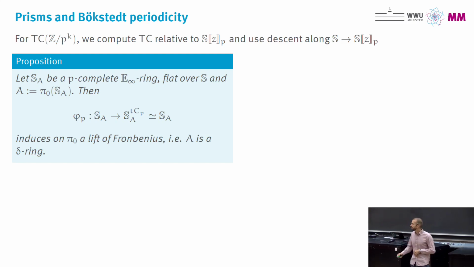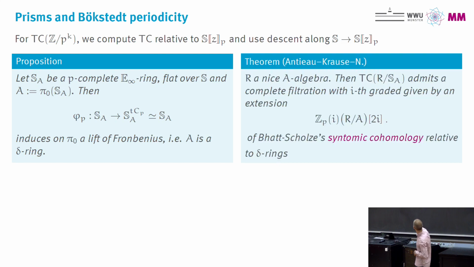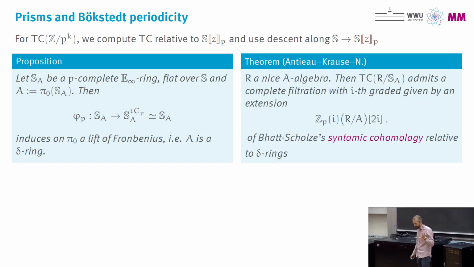And now what you want to do is calculate relative, I mean, the example we have in mind for SA is this S bracket Z. And now what you can do is you can try to calculate this TC relative to this SA. And it turns out that this can be given by an algebraic theory.